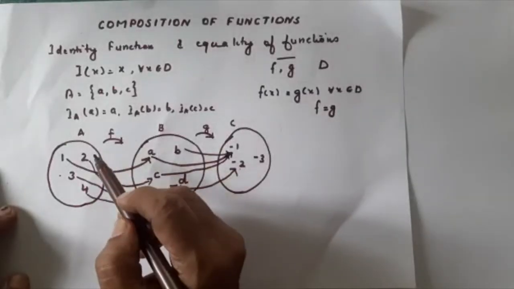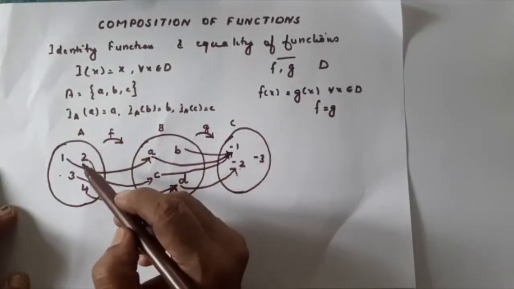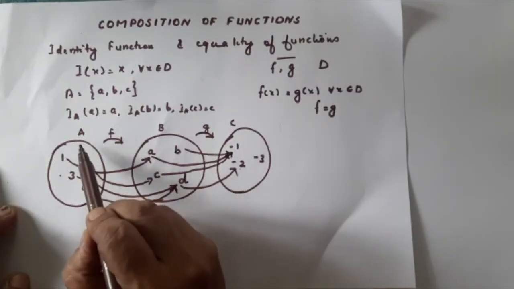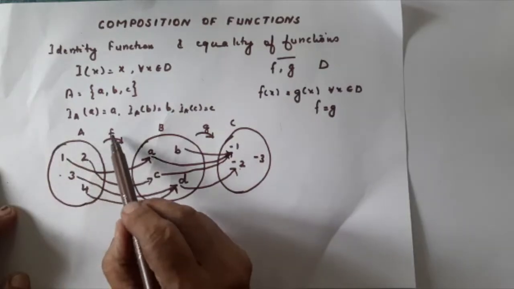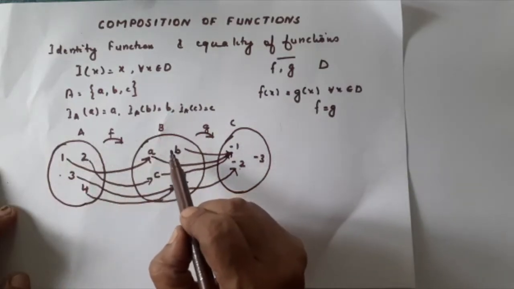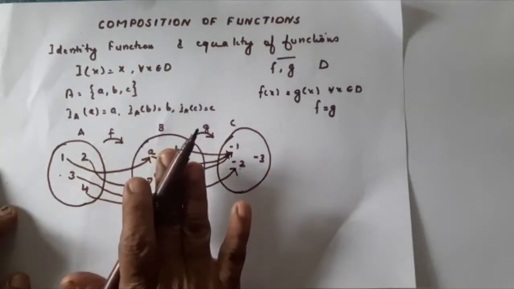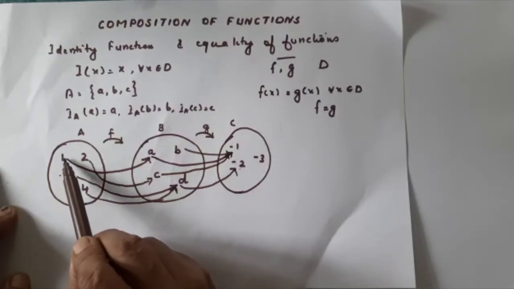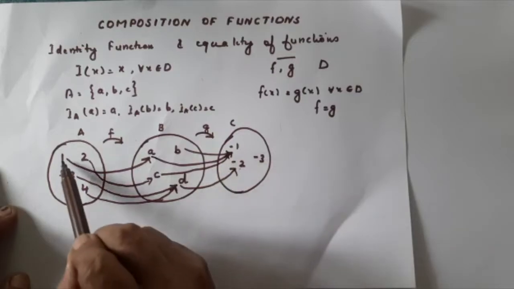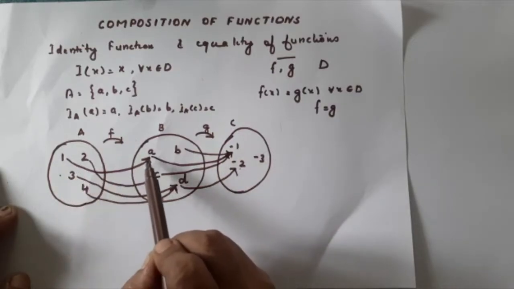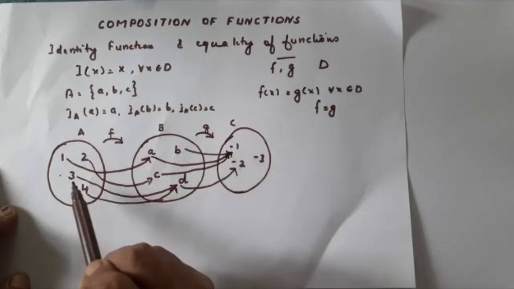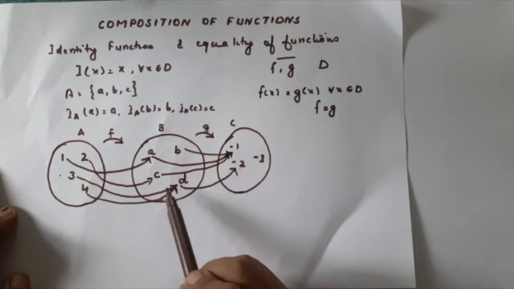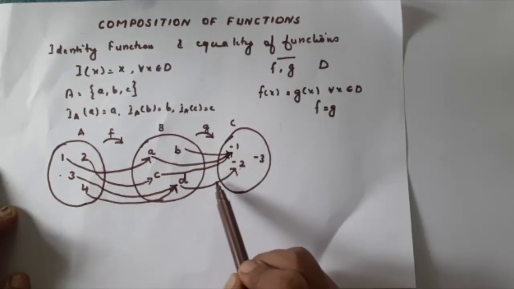Now let us discuss the composition of functions f and g. Consider the functions f and g defined as in the figure. That is, f is a function from A to B, and g is a function from B to C, as explained in the figure. Going through the figure, you may get a connection from 1 to minus 1 through this a. That is, there is a path from 1 to a and then from a to minus 1. There is a path from 2 to c and c to minus 1, 3 to d and d to minus 2, 4 to d and d to minus 2.